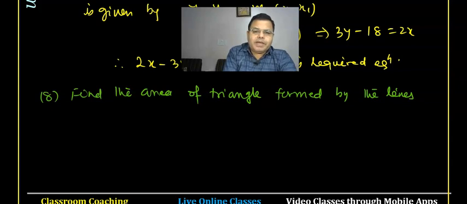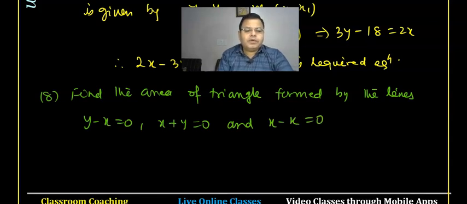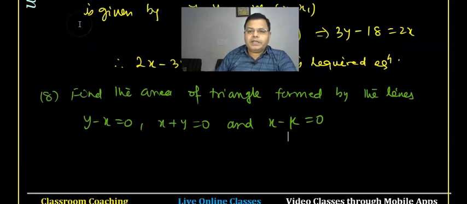Find the area of the triangle formed by the lines y minus x equals 0, x plus y equals 0, and x minus k equals 0. So how do we find the area?